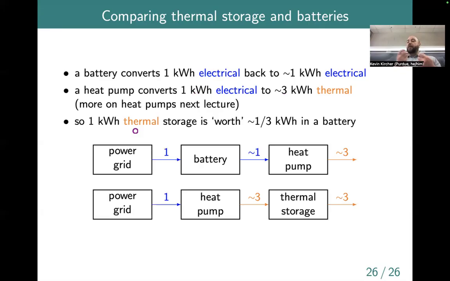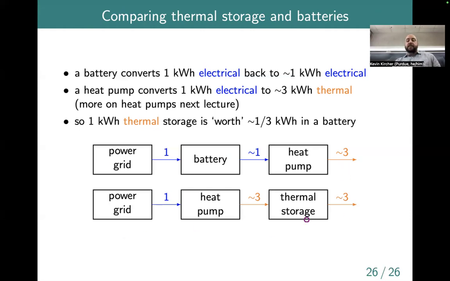But this gives us a rough equivalence between the value of storing heat, at least for heating applications, versus the value of storing electricity. So here is a battery storage system. We pull a kilowatt hour from the power grid, store it as chemical potential energy, later we discharge it, and you could imagine using that energy to run a heat pump, and you would get out about 3 kilowatt hours of heat.